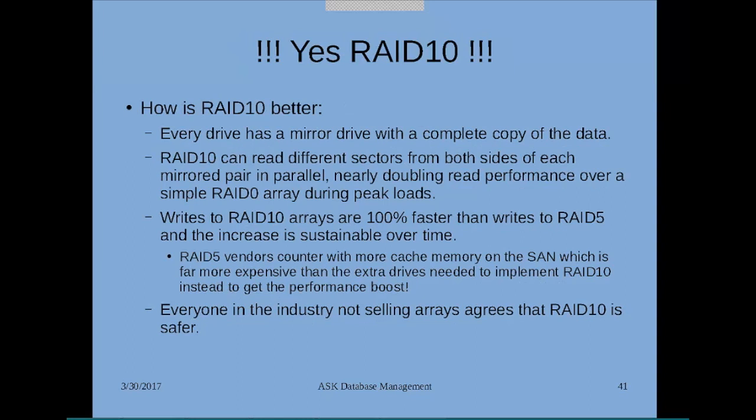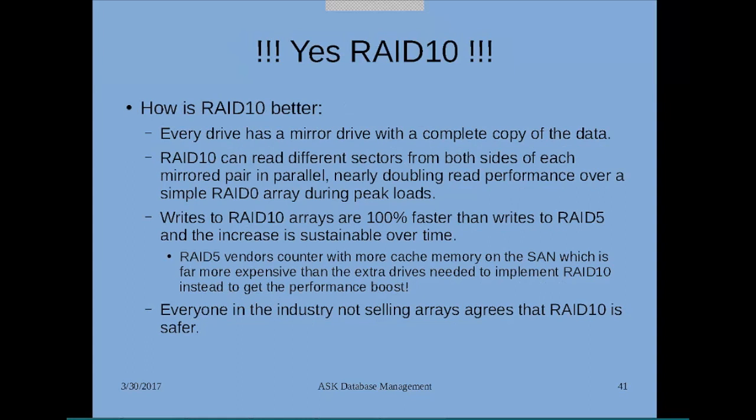Every drive in a RAID 10 array is mirrored, has a complete copy on another drive. You can read different sectors from both sides of the mirror. That means RAID 10 read performance can be as much as twice the read performance for a RAID 5 array or even a plain RAID 0 stripe, at least for short periods.